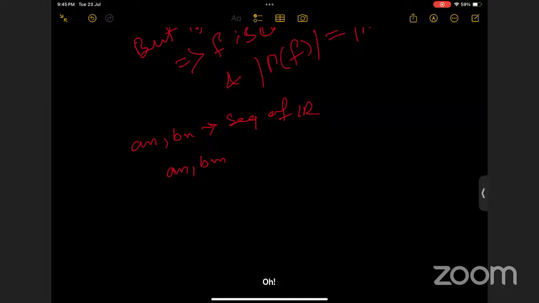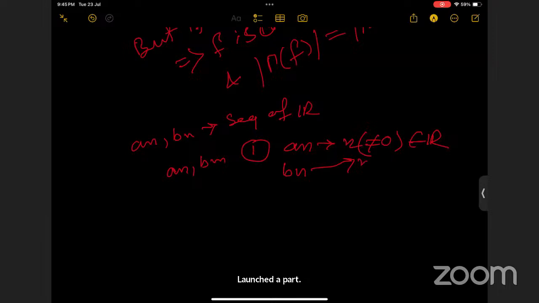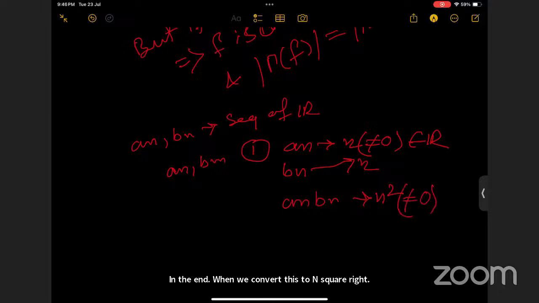I got it. So a_n and b_n are two real sequences. Statement 1: a_n and b_n both converge to the same non-zero number. That means a_n tends to some l, which is non-zero and belongs to R, and b_n tends to the same l. Then a_n b_n converges to l squared, and since l is non-zero, l squared will again be a non-zero real number. Option 1 is correct.